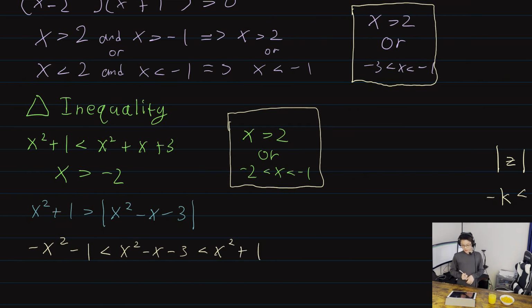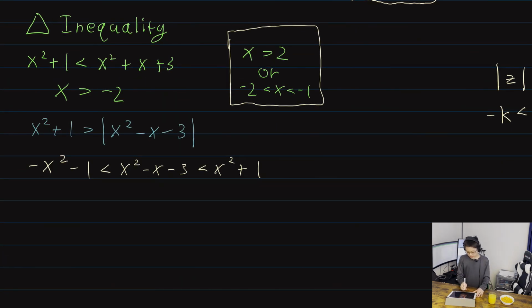Okay, so let's simplify it out. Let's first do the right side. So subtract x squared from both sides, add x. So x must be greater than negative 4. And notice how this is inconsequential, because 2 is a tighter lower bound than negative 4, and negative 2 is also a tighter lower bound than negative 4.